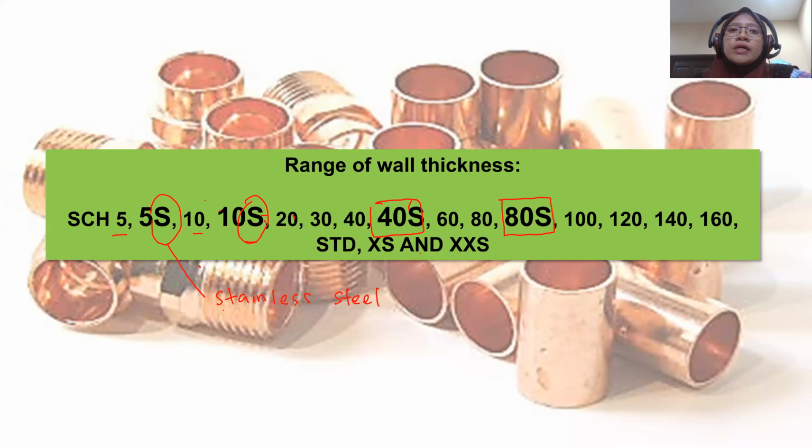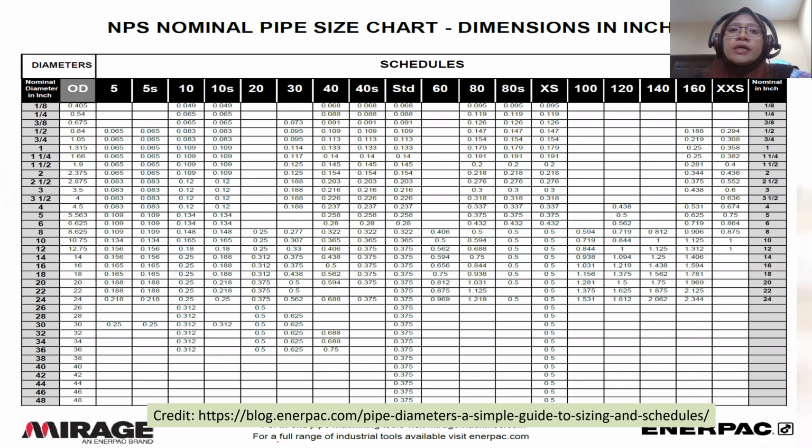I have this standard chart, which was produced by NPEL. I would like to credit this website; you can visit it for further details. In this example, we look at schedule 40, the thickness for 40. For the smallest size of pipe, nominal diameter, we have 1/8, 1/4, then 3/8, 1/2; the unit is inch.